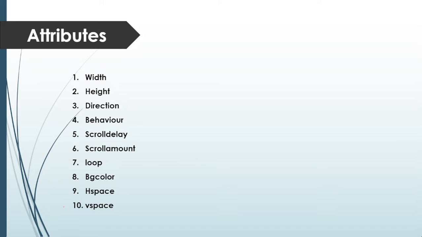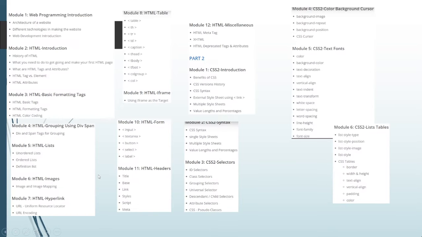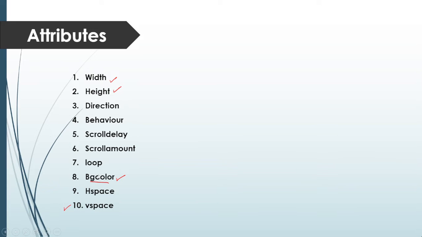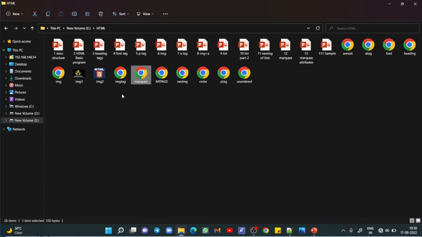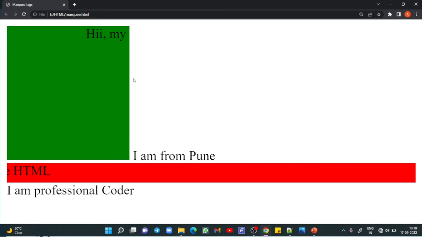In total we have 10 attributes in the case of the Marquee tag, and in the previous lecture we discussed everything theoretically, and width, height, loop and BG color, we discussed practically. So now we will start with the direction attribute. Let me open the output on my screen. This is our previous lecture's output where we have already used the width, height and BG color of the Marquee tag. As you can see, we are using green here and red here. This is how we can use height, width and BG color.